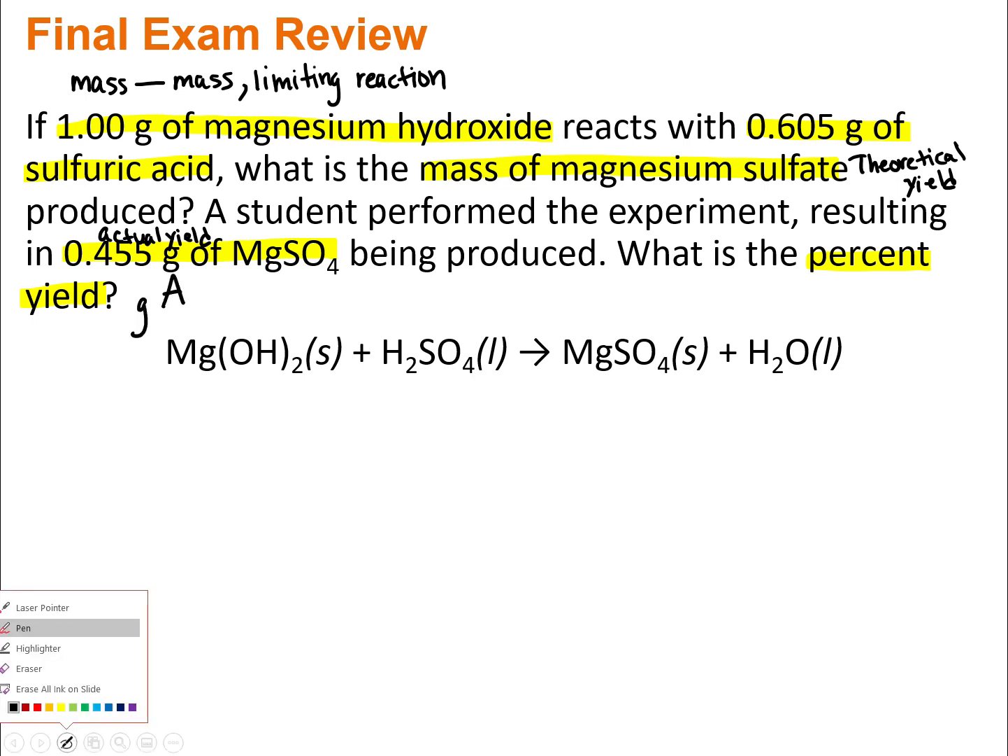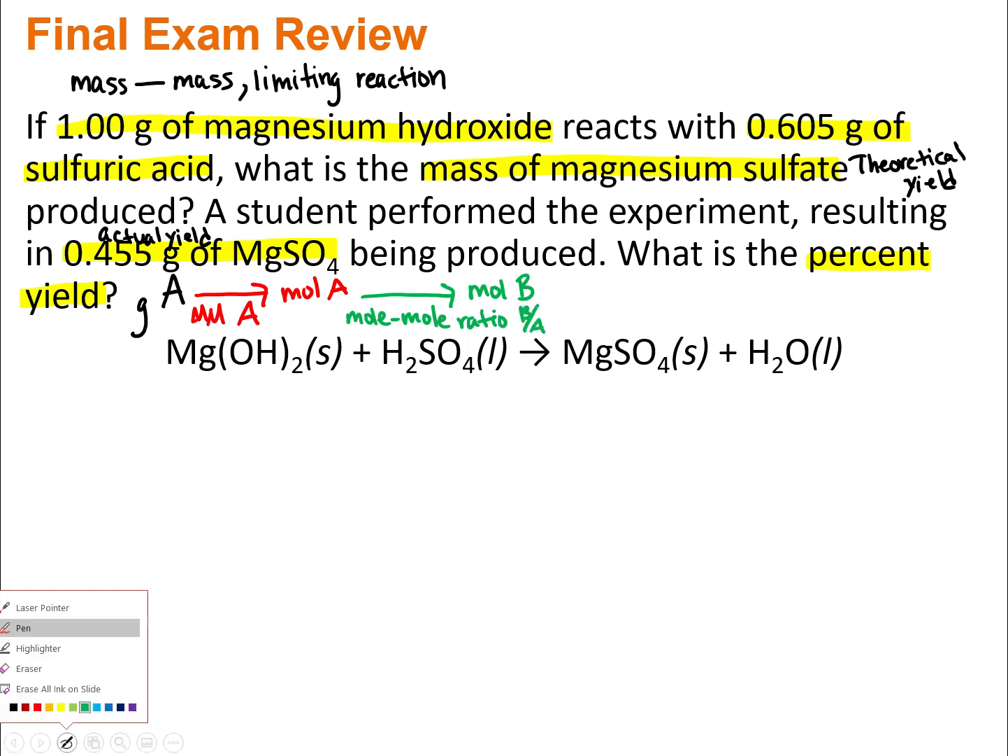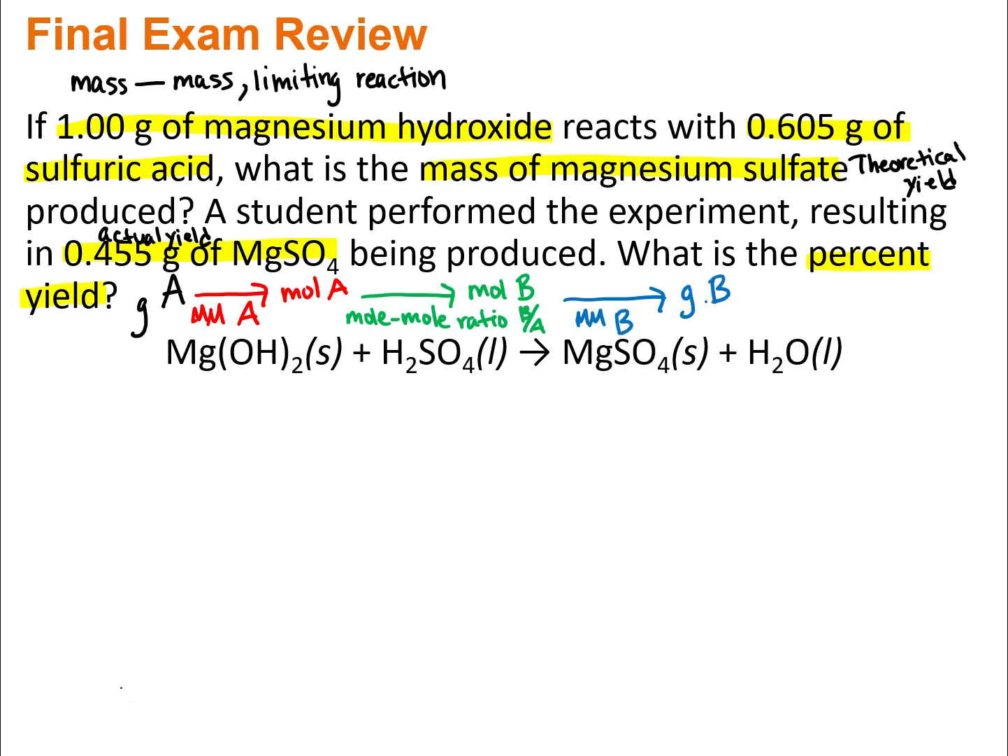Starting with grams of A, we get to moles of A using the molar mass. We get to moles of B using a mole-mole ratio of B over A. Then you use the molar mass of B to get you grams of B. So we have to do this type of problem twice. I'm going to write it out here for you.